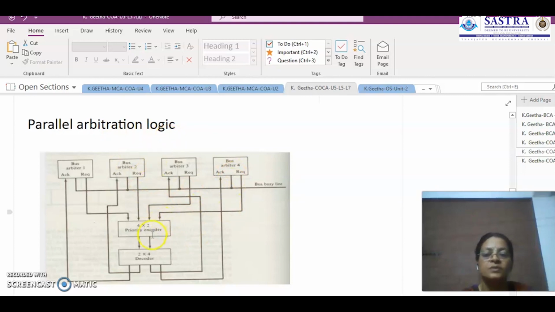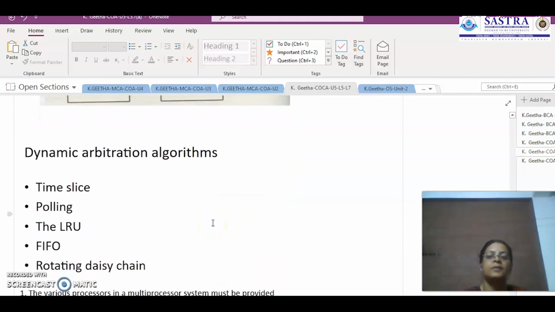For this purpose we also make use of a 4 by 2 priority encoder and a 2 by 4 decoder. Each bus arbiter will receive a request, and based on the arbitration logic it will decide whether to give the control or not. If it decides to give the control, it will activate the bus busy line, and after completion it will receive the acknowledgement, by which it will withdraw the request. This is the procedure adopted for parallel arbitration logic.